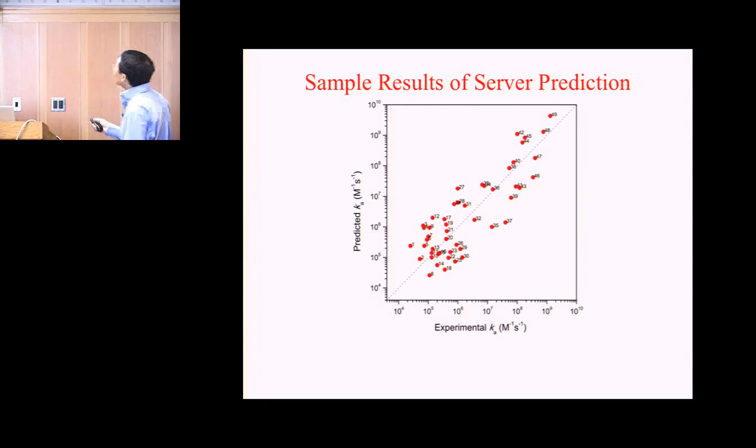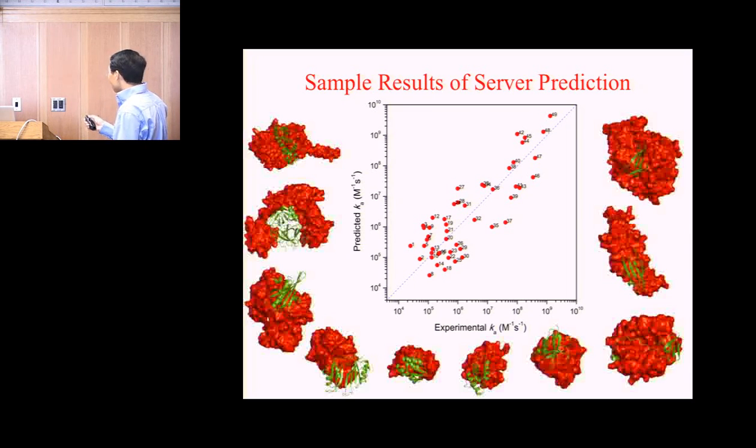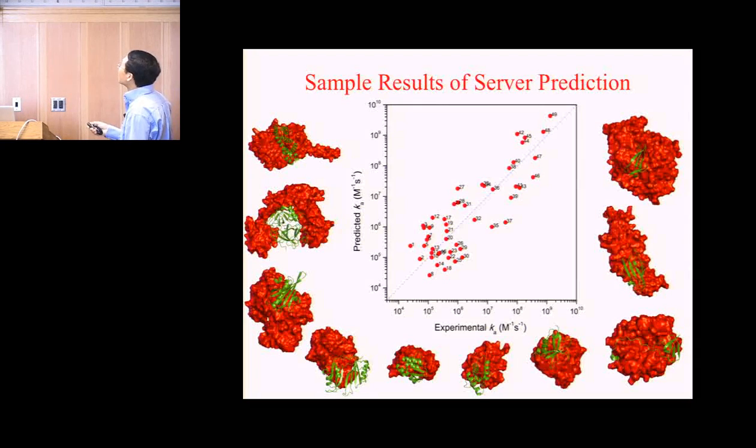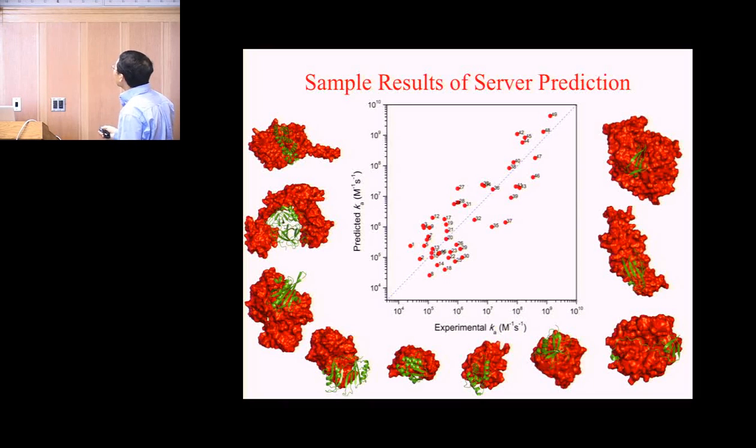And so the prediction is of the order of the accuracy, about 5 to 10-fold difference from the observed rate constants. And this complex spans different biological functions as well as different structures. Now most of these complexes are relatively rigid, but there are also cases where we can actually apply this method to flexible subunits.